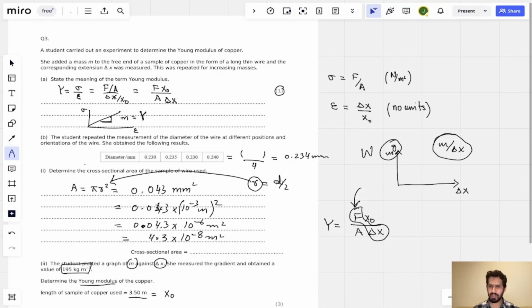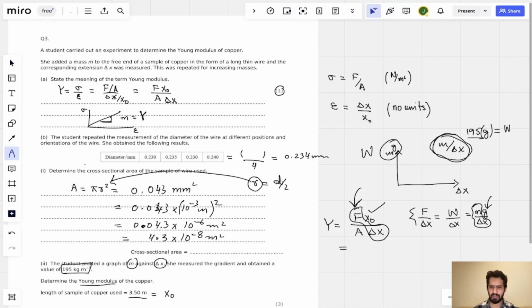So we can use this mass divided by extension, which is 195. We can multiply 195 with acceleration due to gravity, and this will now give us the weight, which we can then substitute here for F divided by delta x, right? I'll write again here, F divided by delta x can be written as weight divided by delta x, and weight divided by delta x can be written as mass times acceleration due to gravity divided by delta x. This mass divided by change in length is given already. It's 195. You just multiply it with g, which is 9.8, and the rest is given.